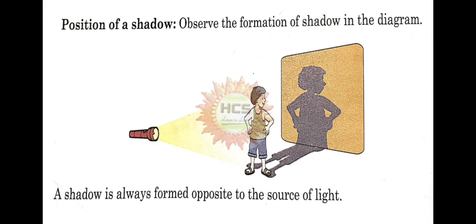Position of a shadow. Observe the formation of a shadow in the diagram. First of all, look at the picture very carefully. A shadow is always formed opposite to the source of light. Remember this thing, the shadow is always formed opposite to the source of light.